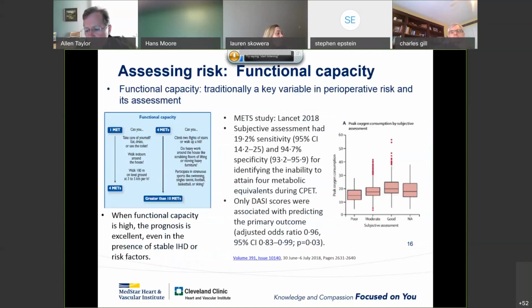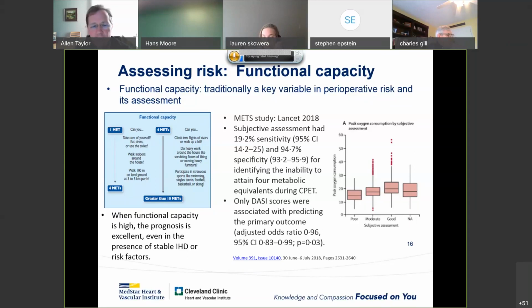What's commonly resorted to is simply functional assessments, assessments of functional capacity. And everybody knows it's sort of that 4 MET threshold. Seen on the left there is, can you, and everyone's got their favorite question here, climb a flight of stairs carrying a few bags of groceries, or climb 2 flights of stairs or walk up a hill. And if you can do that, you can generally attain 4 METs of activity. And it's felt that when functional capacity is high, meaning more than 4 METs, prognosis is generally quite good.